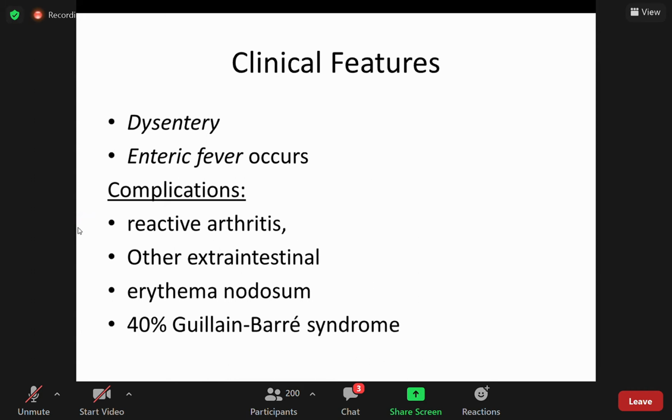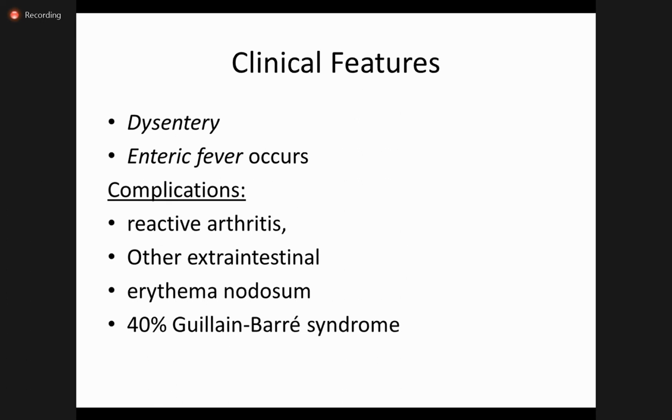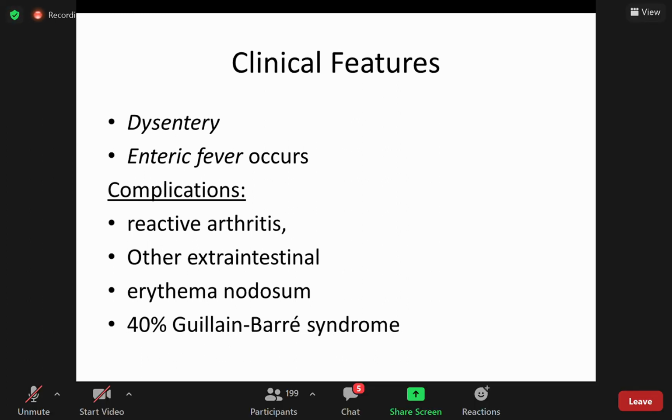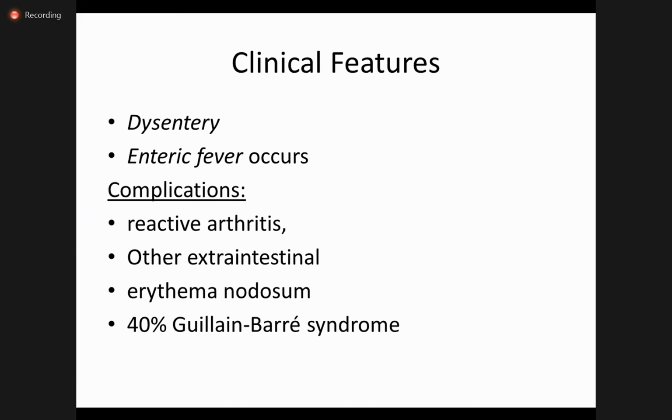Guillain-Barré syndrome basically is a paralysis. It is an ascending paralysis that starts from the lower body parts, from the lower limbs, and it moves upwards. So that is the ascending paralysis. Diagnosis: stool culture is the gold standard.